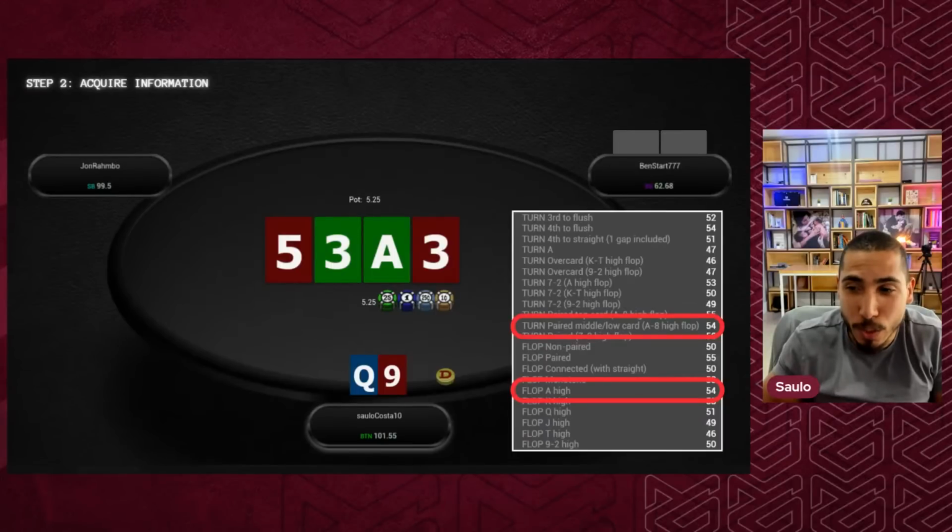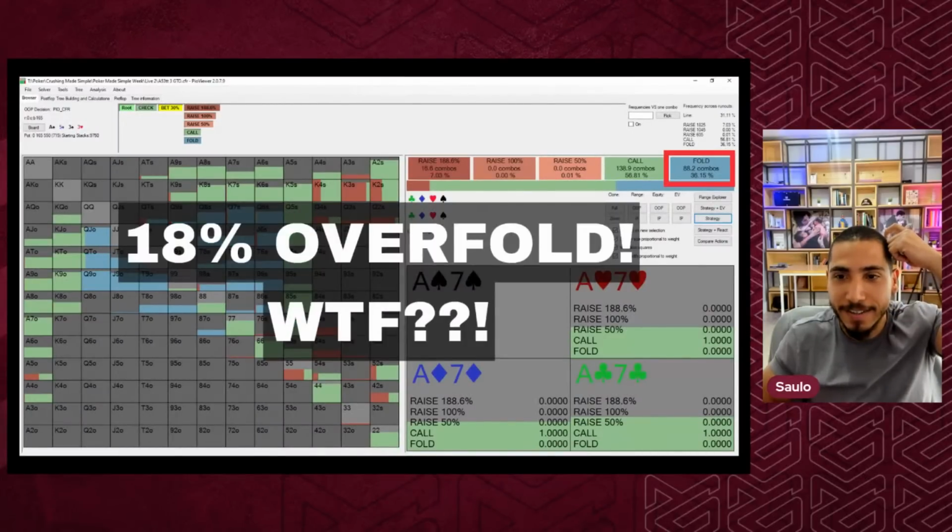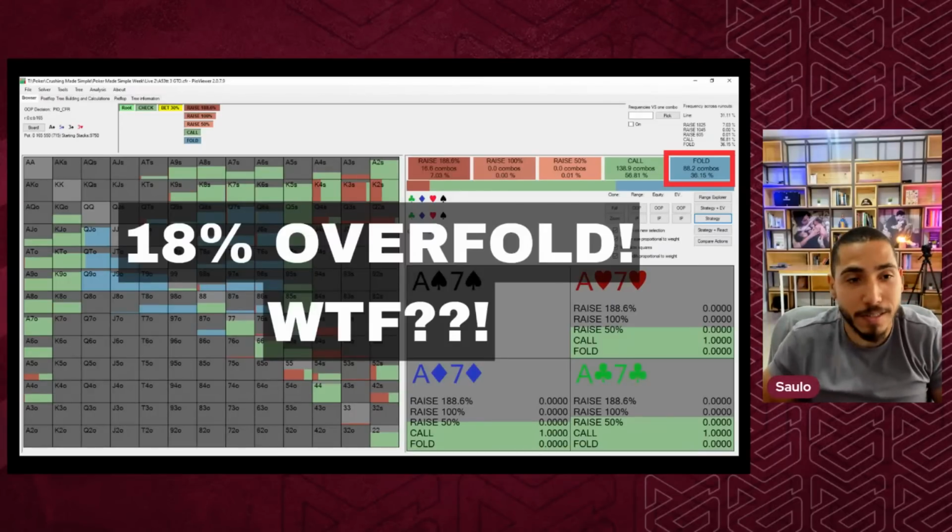And I saw this huge number. Flop ace high, 54% fold to small delayed C bet. Turn paired, 54% fold to a small delayed C bet. When you go and take a look at the GTO solution for this, you see that there's an 18% overfold. The actual GTO fold frequency for this spot is 36%. That's a crazy, crazy high deviation that people have here.